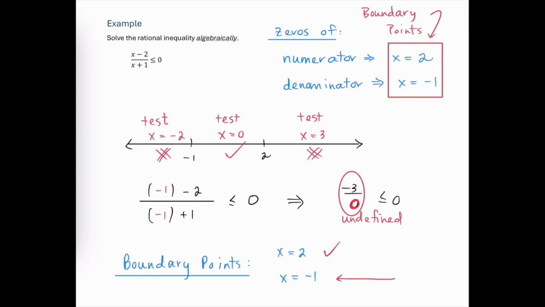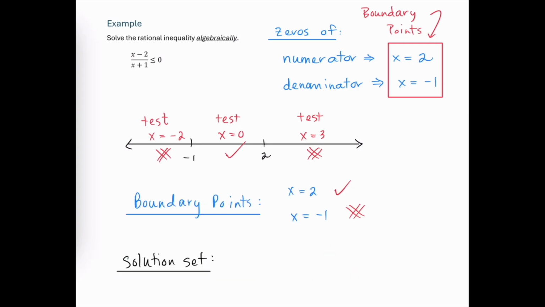And since this is an undefined quantity, it doesn't make sense to think about whether or not it's less than or equal to 0, so we say this is not a true statement. And the x value that caused that to happen, this boundary point, is not part of the solution set. Now it's time to put all this together and clearly state our solution.